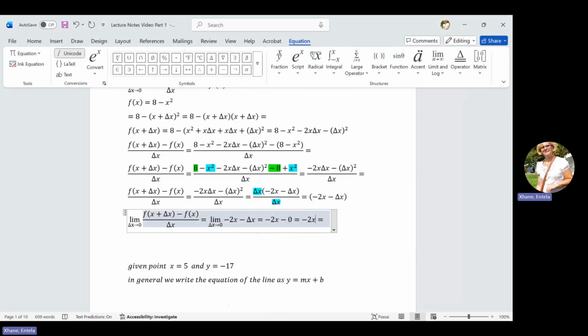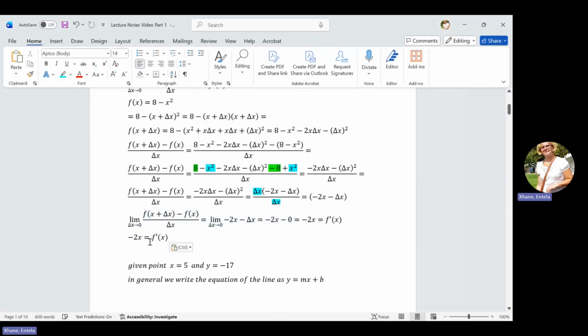And what is this negative 2x? It is the first order derivative f prime of the variable. So through the limit definition, I was able to compute the first order derivative. Here's the first order derivative: f prime of x equals negative 2x. And what do we do with the first order derivative?